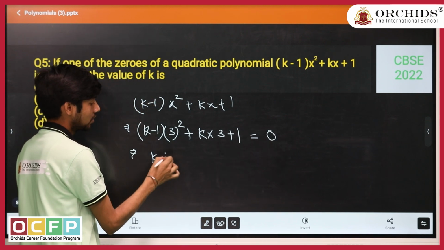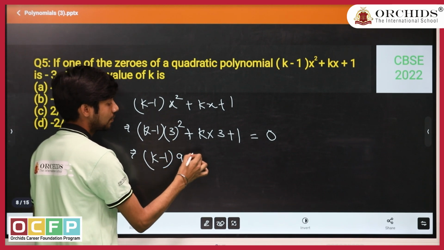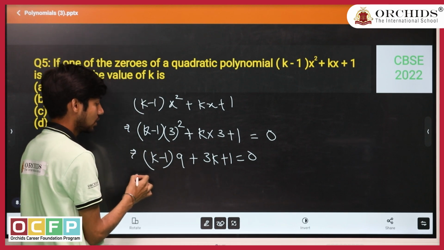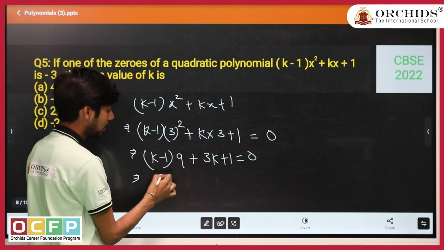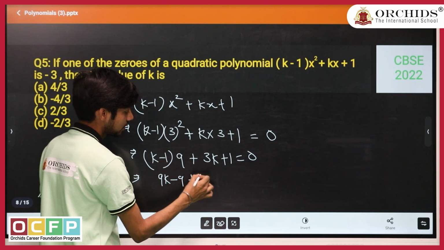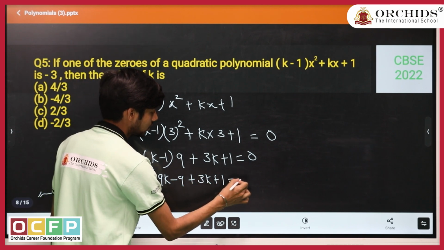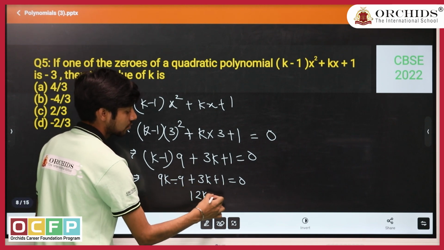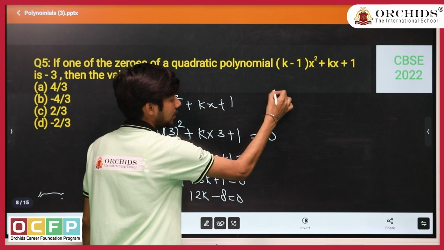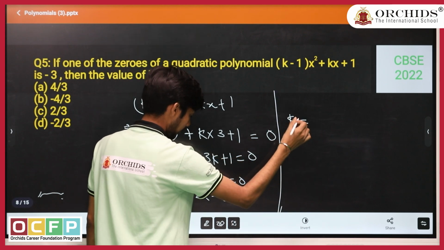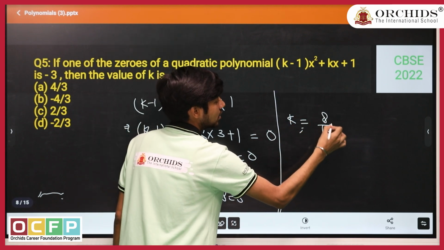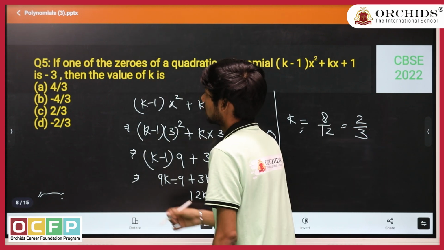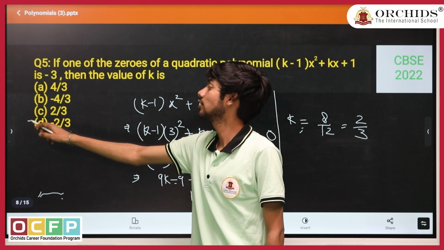(k − 1) into (−3)², that is 9, plus (−3k) plus 1 equal to 0. Just simplify it. 9k − 9 − 3k + 1 equal to 0. 9k − 3k is 6k, −9 + 1 is −8, equal to 0. We can write k is equal to 8 by 6. Just simplify it further, we will get 4 by 3. And option C is your correct answer.